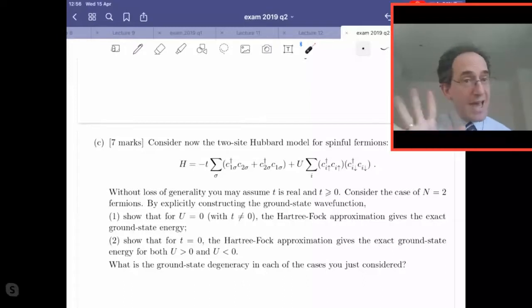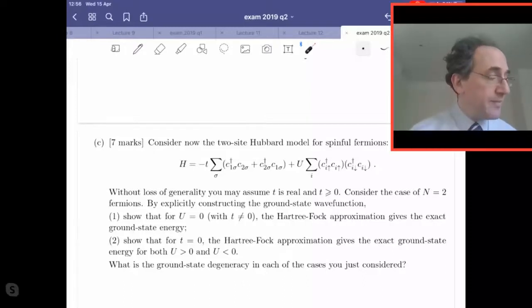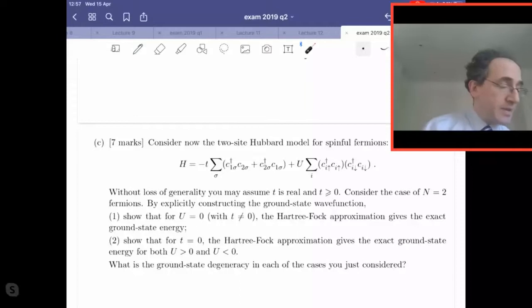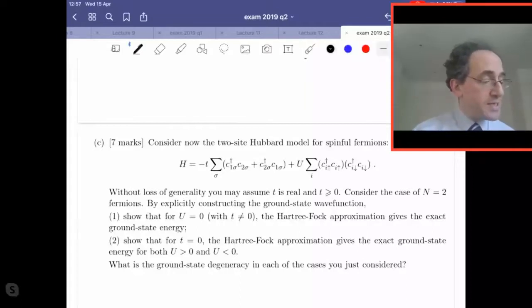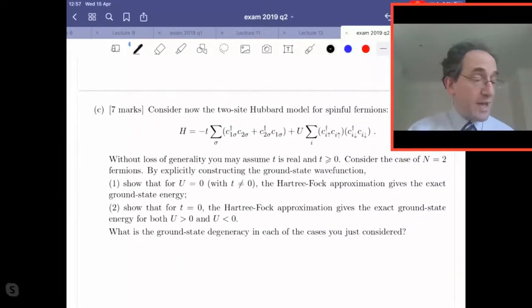But you're not even asked to do anything that hard. You're just supposed to consider some limits where things here are quite easy. Show that for U equals 0, the Hartree-Fock approximation gives the exact ground state energy. Well, this is pretty trivial because for U equals 0, you just have non-interacting fermions.